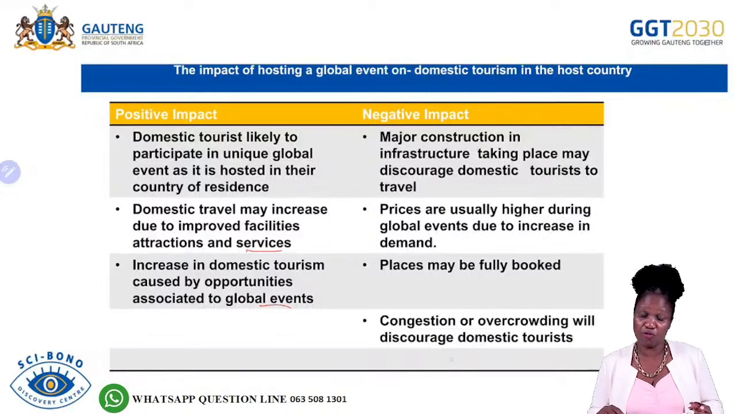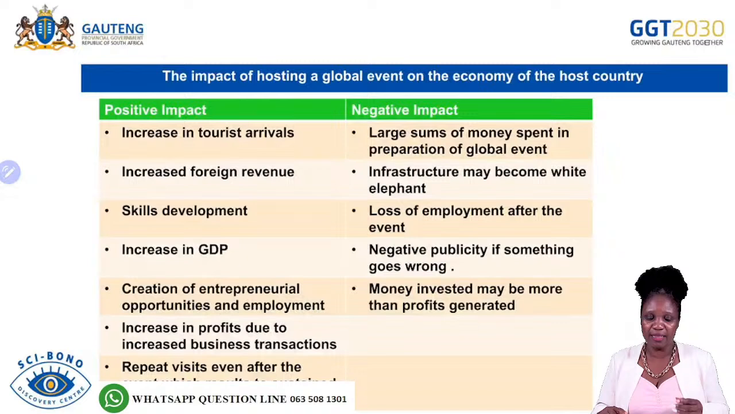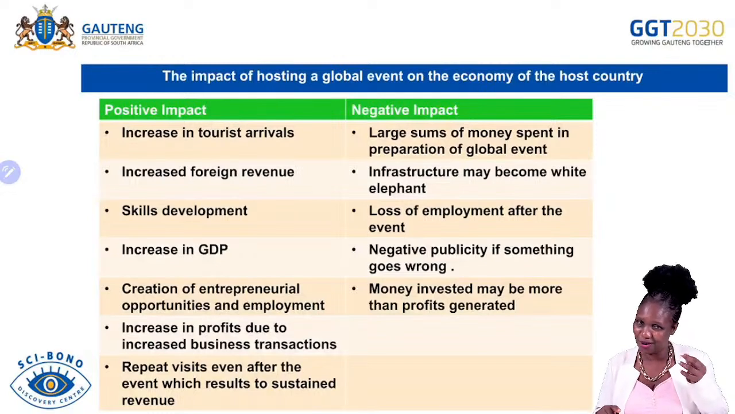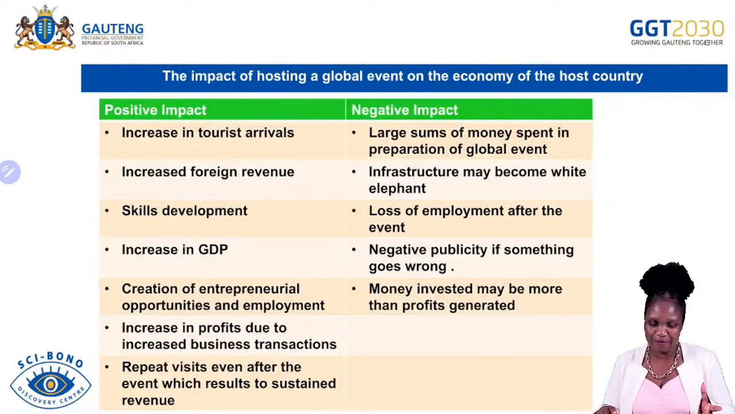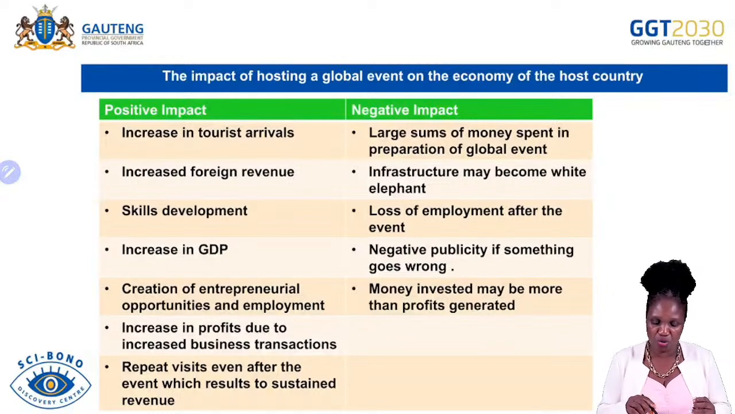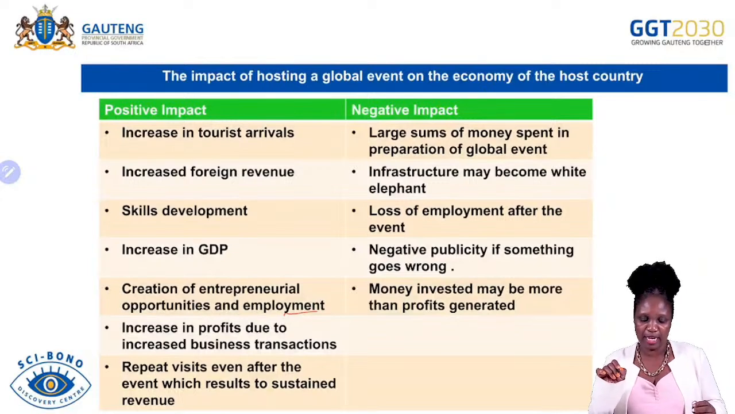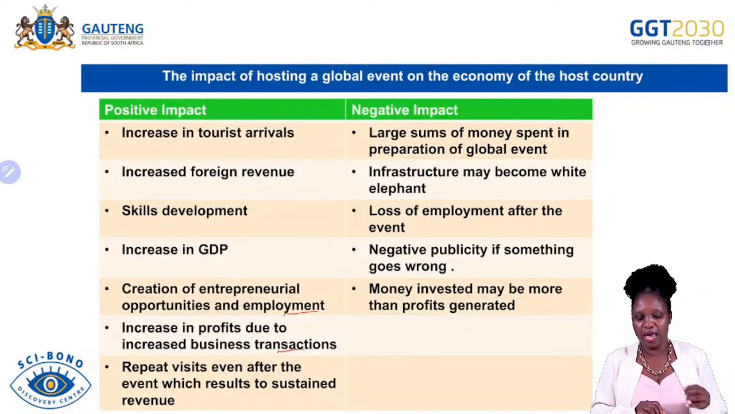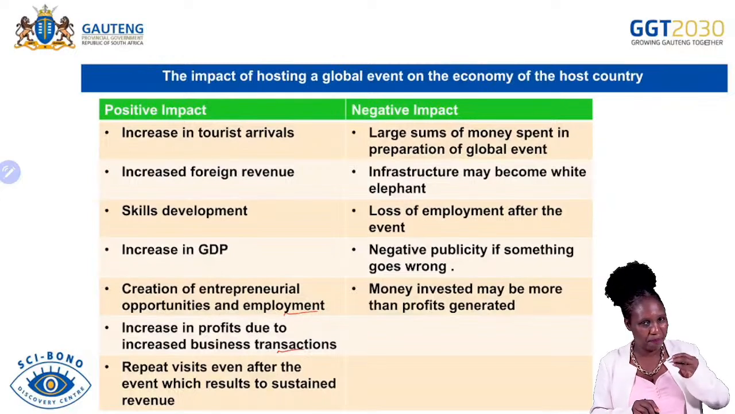All right, let's move on. Grade 12. And then the positive impact: there is an increase in tourist arrivals, increased tourist revenue, we're talking about money now, and then skills development, increase in GDP. What is GDP? This is gross domestic product, all right? And creation of entrepreneurial opportunities and employment, and increase in profits due to increased business transactions. And repeat visits, which are very important. We need tourists to come back, all right?